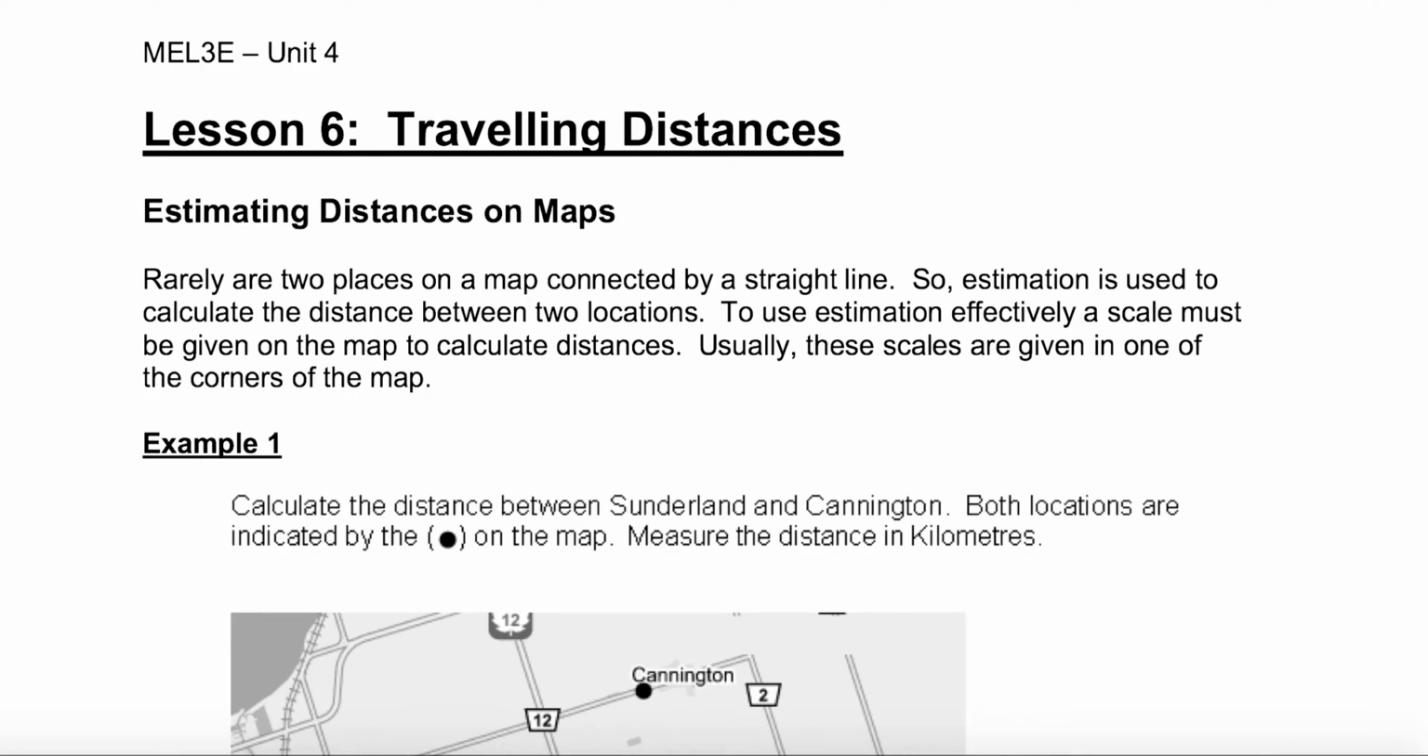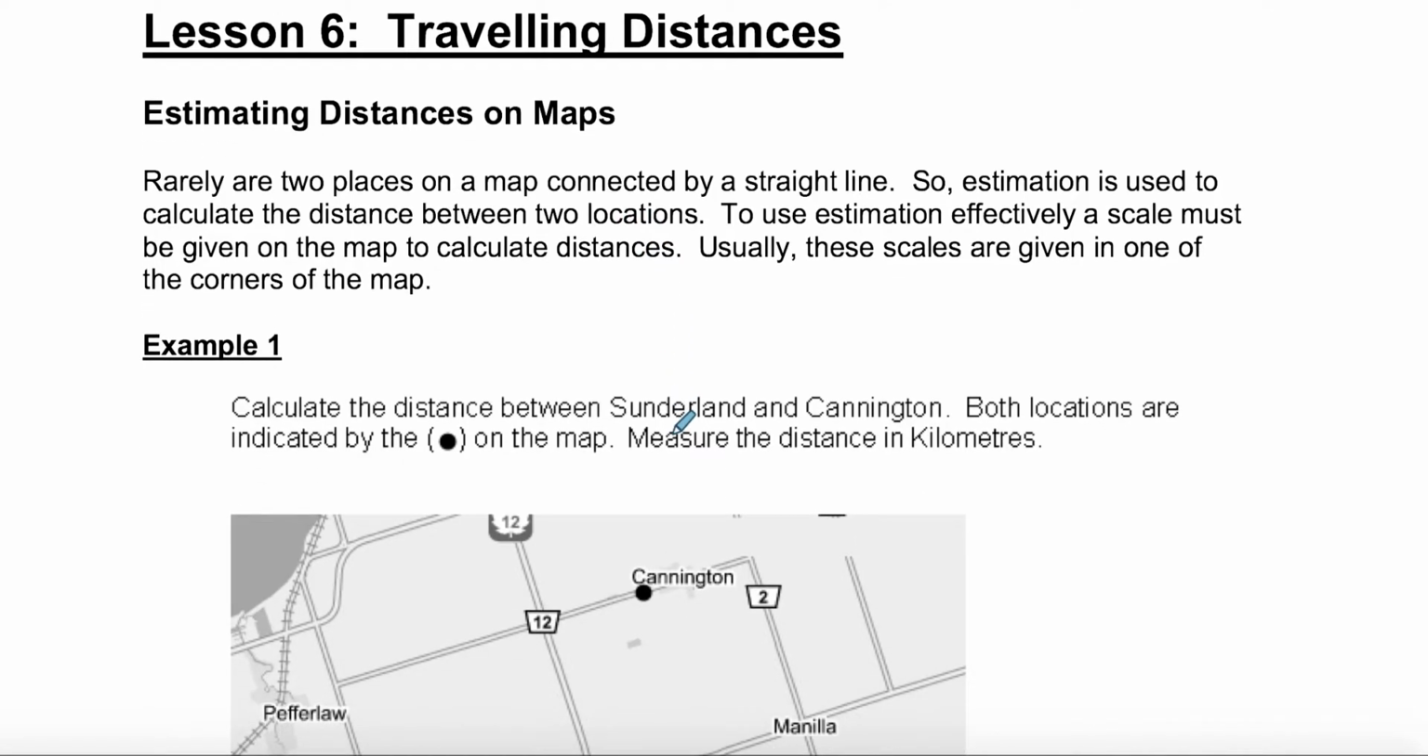Lesson 6 is about traveling distances. So estimating distances on maps, this is the first thing we'll look at. Rarely are there two places on a map connected by a straight line, so sometimes we need to estimate the distance between two places when we look at a map.